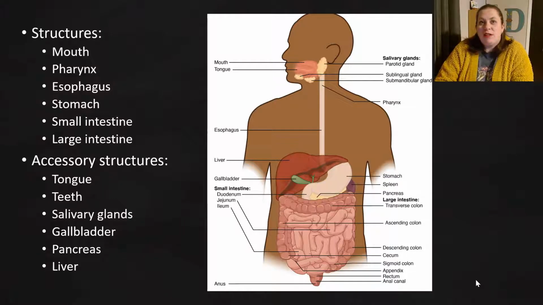However, there are some accessory structures that are also present. These accessory structures include your tongue, your teeth, salivary glands, the ones that produce saliva, your gallbladder, your pancreas, and your liver. Now, we're not going to talk about all of the accessory structures in this particular video. We are going to talk about them, especially the liver, pancreas, and gallbladder, in the next set of videos.